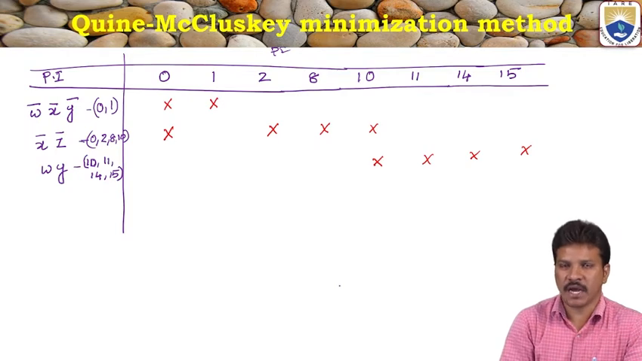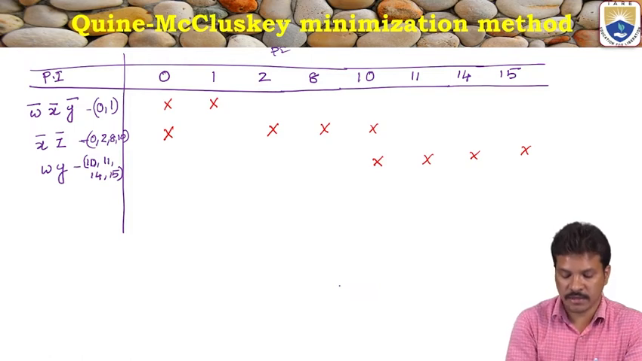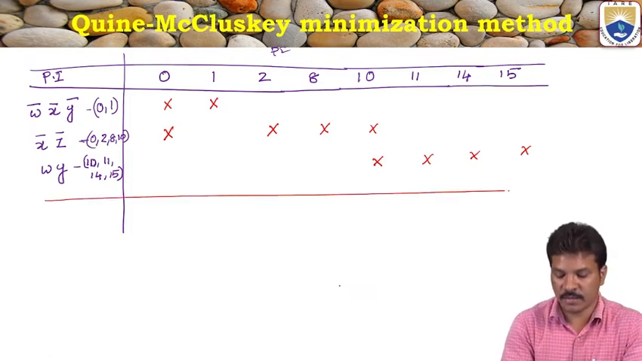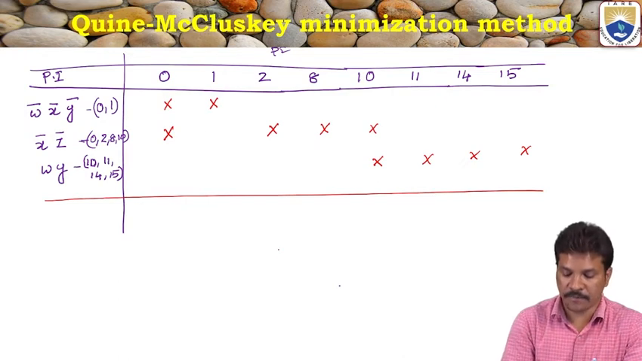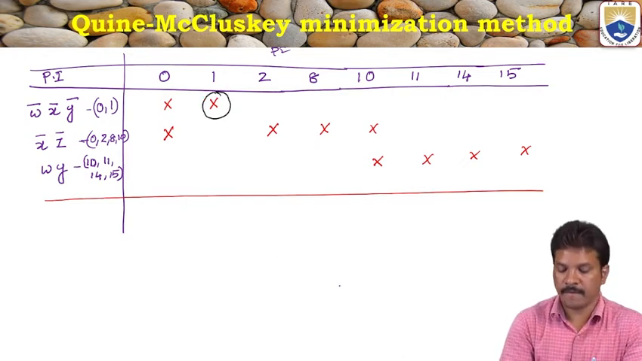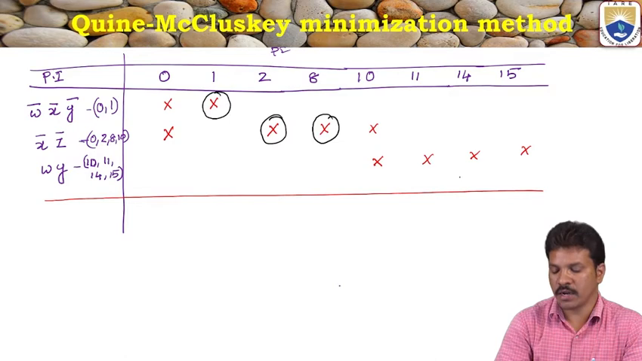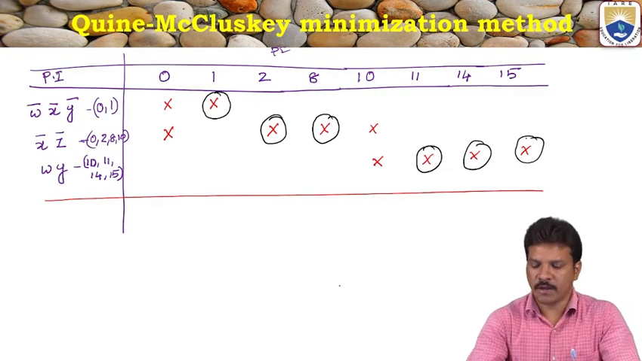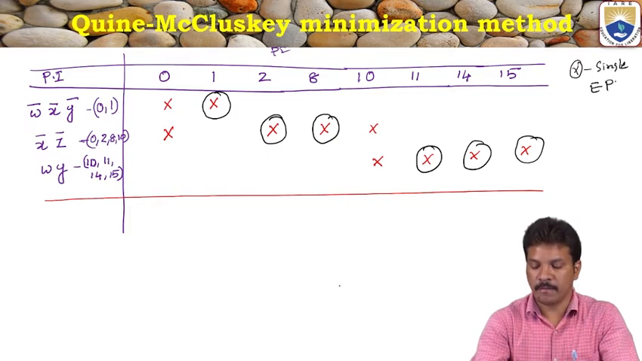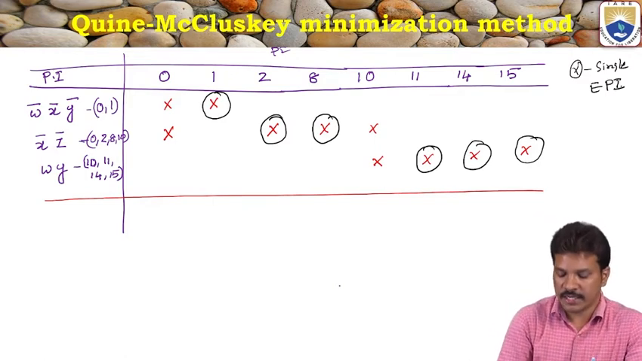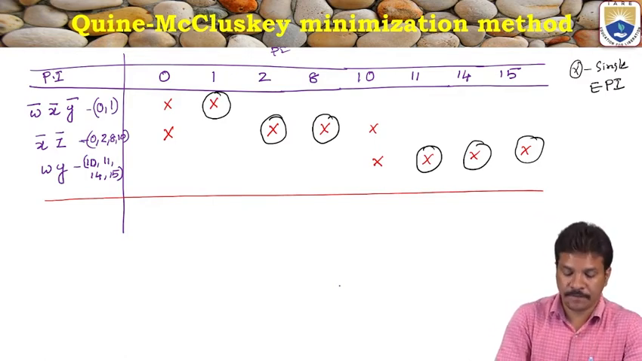If you look column-wise at all the minterms, what are the single cross marks in the columns? This is a single cross mark, this is a single cross mark, only a single cross in the entire column. Those single crosses are essential prime implicants. Those are called essential prime implicants, and these we need to consider.